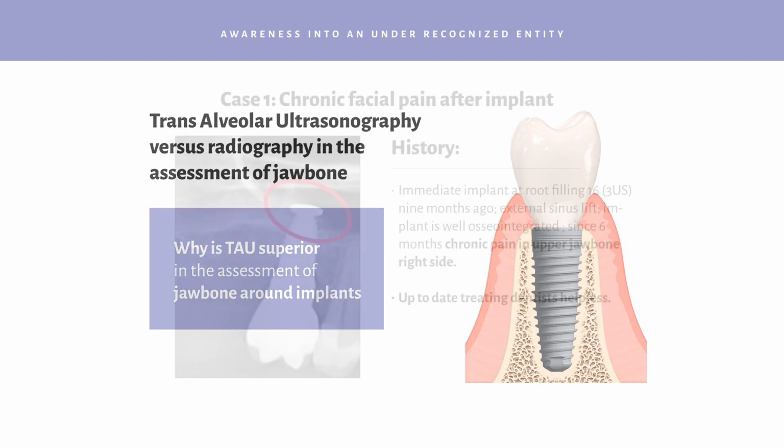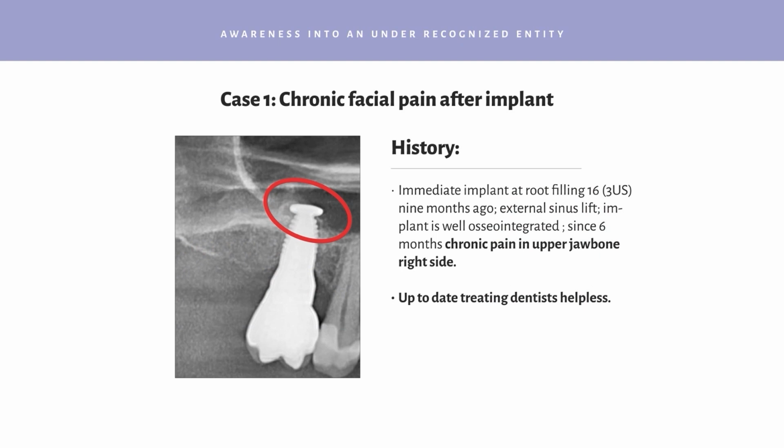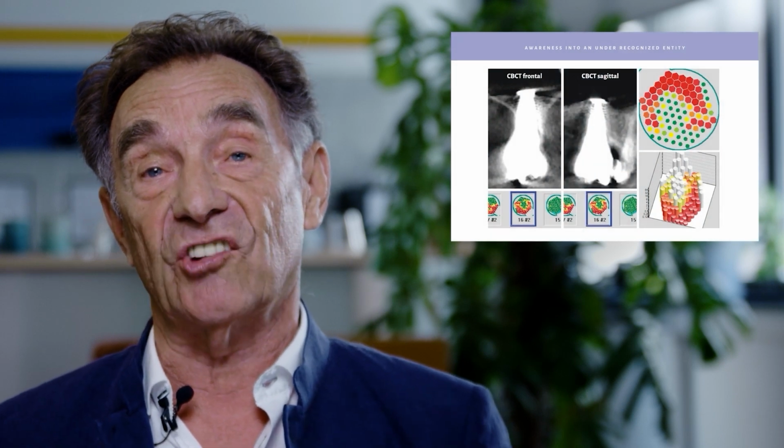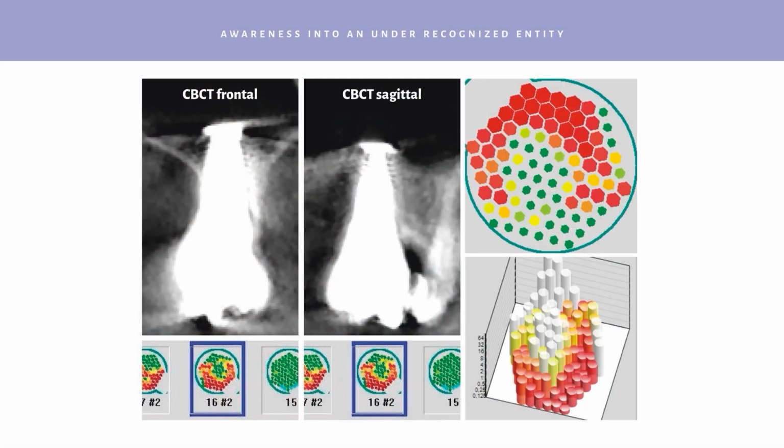Example, case number one: a patient with chronic facial pain after implant. The history is she got this implant and now for 6 months she has chronic pain in the upper right jawbone. Up to date, all treating dentists were helpless. This is the CBCT to clear the question, where does this facial pain come from? You see the CBCT frontal, you see the CBCT sagittal, no possibility to evaluate the jawbone quality up there.